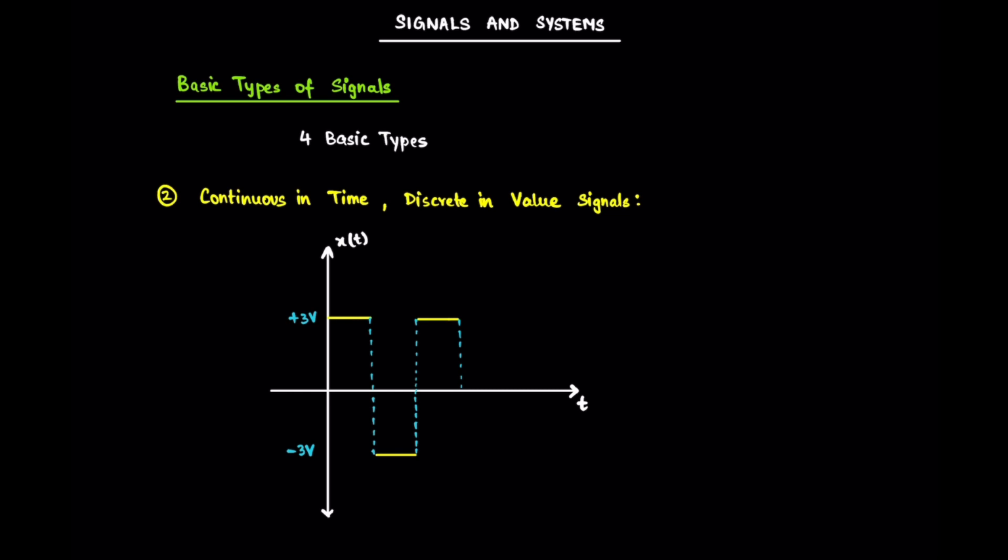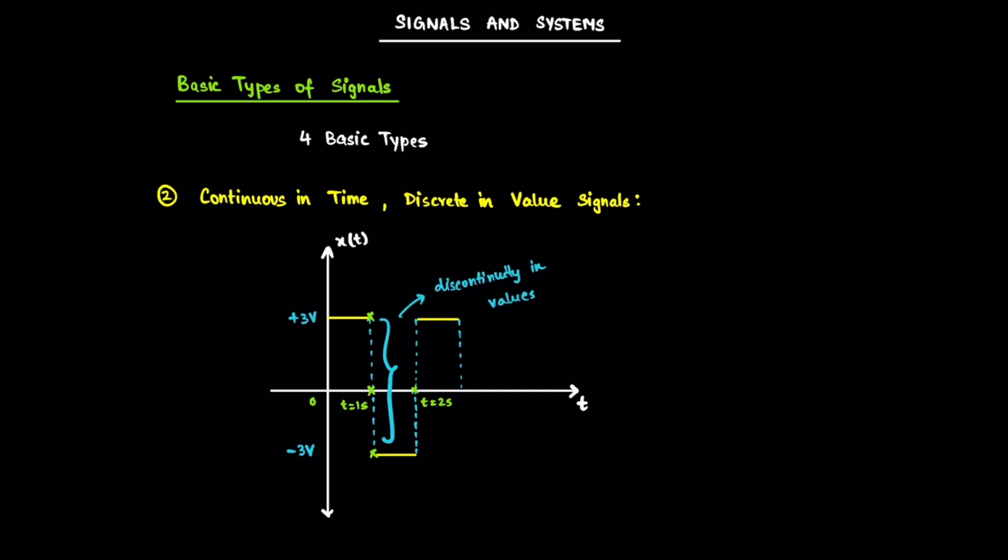Let's say at this point t is equal to 1 second and at this point t is equal to 2 seconds, and this is obviously 0. So we can see that at t is equal to 1 second, this value is at plus 3 volt, and at the same time at t is equal to 1 second it is also at minus 3 volt. So there is kind of a discontinuity between these values.